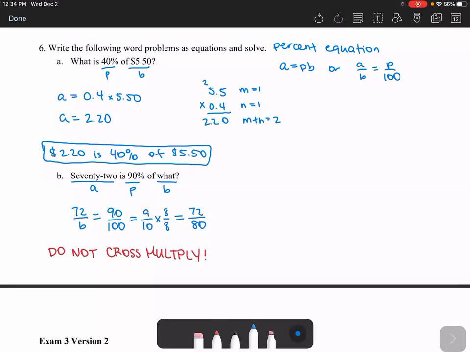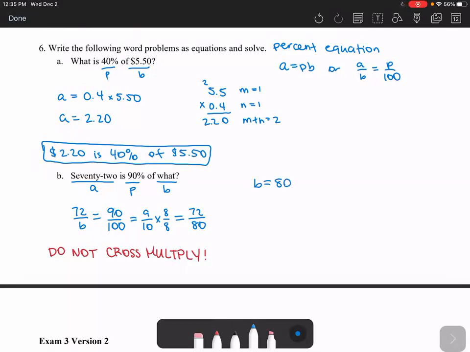So all of these equal signs are correct, where this first one comes from the percent equation. This one is an equivalent fraction, and this is also an equivalent fraction. Multiplying by 1 doesn't change anything because 1 is the multiplicative identity. So all of these equal signs hold. And this tells us that b is 80. You can just read it from the leftmost term and the rightmost term. 72 over b is 72 over 80. So that tells us that b equals 80.